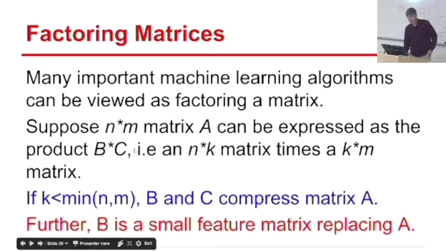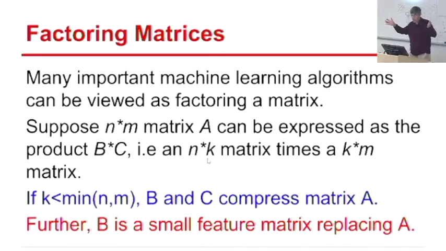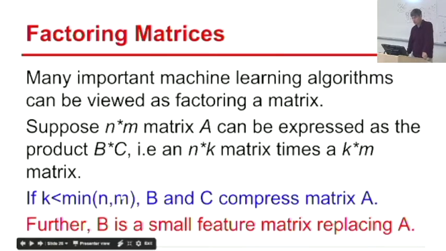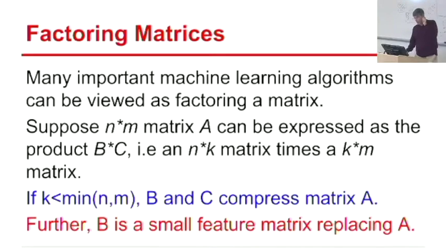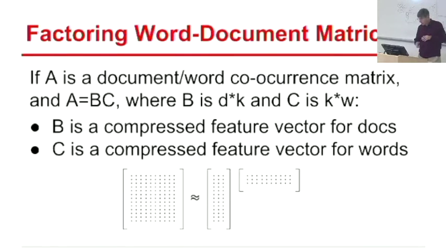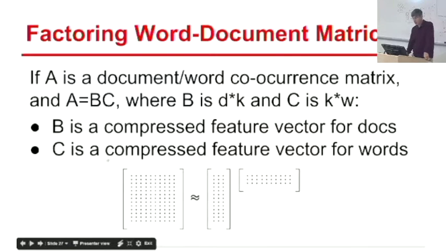Does everybody see that? Matrix A took n times m numbers. If k was small, the numbers we're going to need are going to be n plus m times k, right? If k is small relative to n and m, we would be compressing. Our matrices B and C would be a compressed representation. So one thing that a lot of machine learning algorithms talk about doing is factoring matrices. And I always hear this, what is factoring matrices? Why do you want to factor a matrix? The real reason is because they can create compressed representations of your data. Okay? So let's look at an example here.